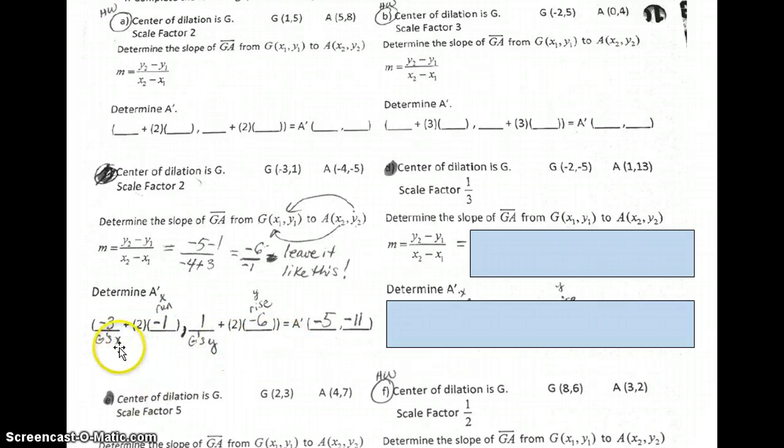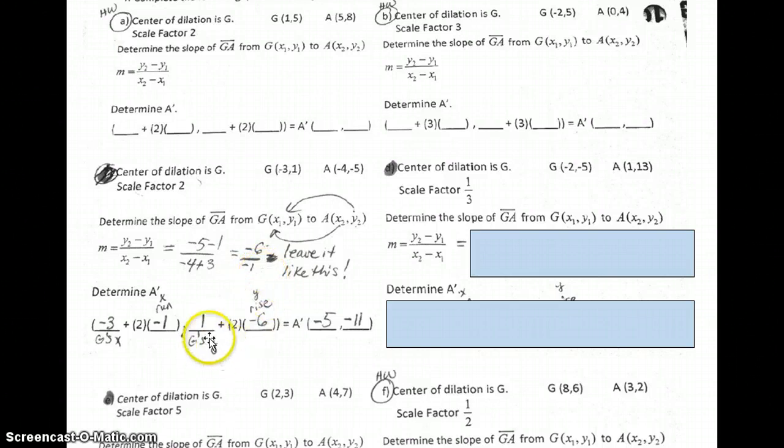So this was the G's x coordinate. See this G over here? Its coordinates were -3, 1. So the x coordinate was -3 and the y coordinate was 1. To this x coordinate, you are adding the scale factor times what the run was. Here was the run. Here was the change in x direction for the slope.